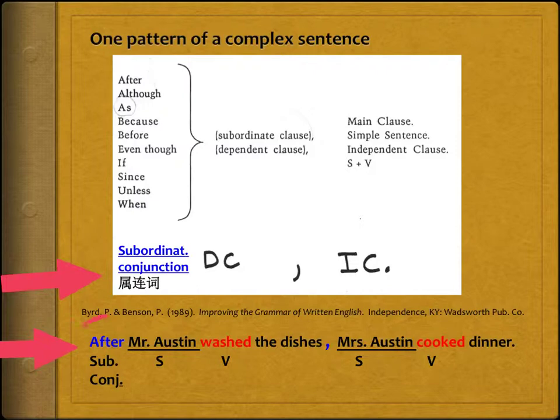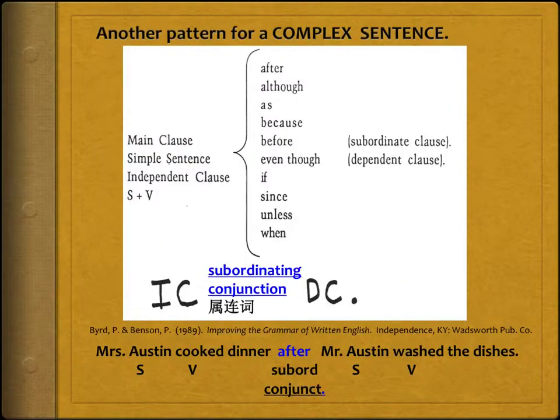Notice here that the subordinating conjunction after comes at the beginning, like our pattern. Then we have our dependent clause. It's dependent on the independent clause. It leans on, it must get its meaning from the rest of the sentence. So in other words, we cannot put a period right here instead of the comma and call this first part a sentence. It is not. It is dependent on the second part.